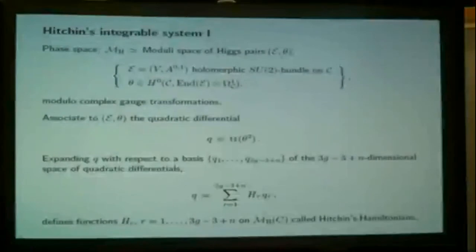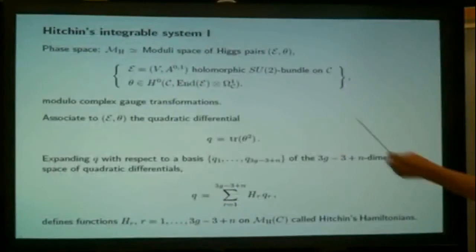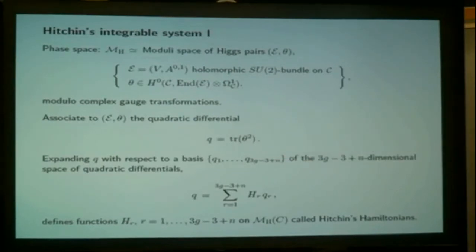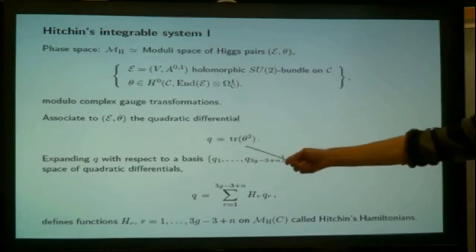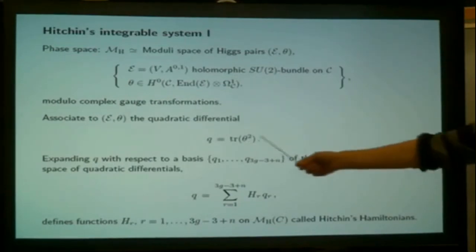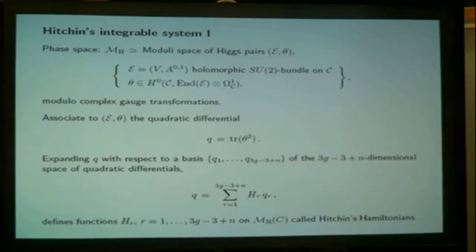Now, this is considered up to complex gauge transformation, and then there's a moduli space of dimension 6g minus 6 plus 2n. So it's a finite dimensional space ultimately. We associate to a Higgs pair this quadratic differential, the trace of eta squared. There's a finite dimensional space of quadratic differentials, and we can expand this with respect to the basis.